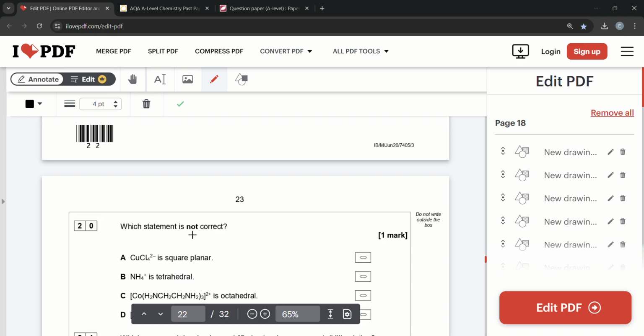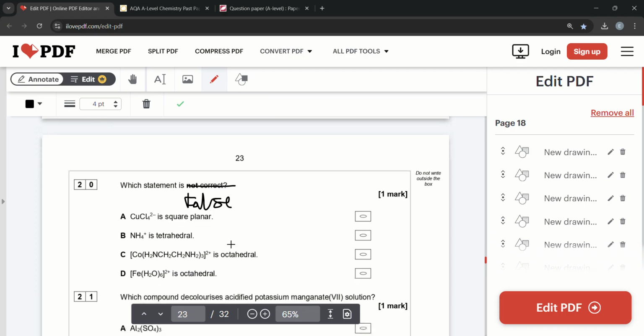Which statement is not correct? I really don't like this. I like to say which statement is false. I don't know why. CuCl4 2 minus is square planar. That's false. NH4 plus is tetrahedral. That's true. CuCl4 2 minus is tetrahedral. That's true.